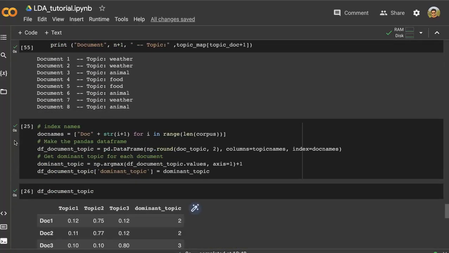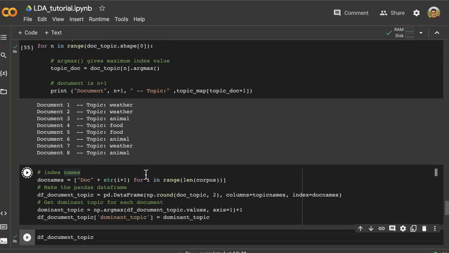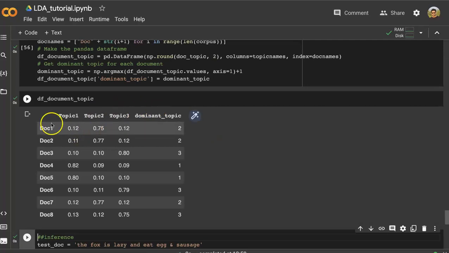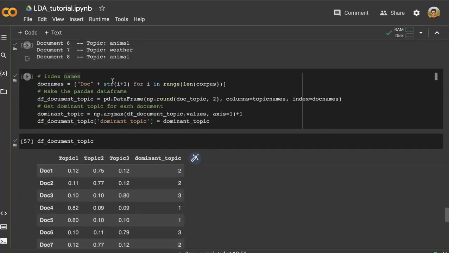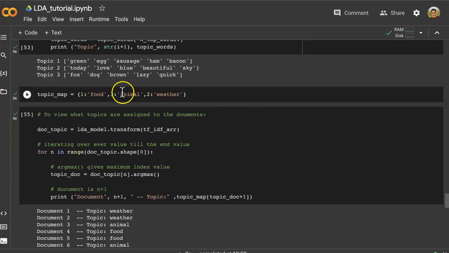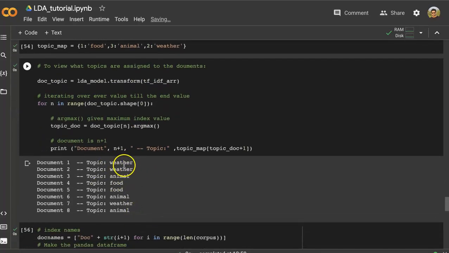Okay, so this is the thing. Also you can see another thing. So what is the topic distribution for each of these document classes? If you see in document class 1, we are predicting the topic as weather. But there are basically 3 types of topics: food, animal, and weather. After mapping these things, there are 3 types, but we are only predicting that this is from class weather, because we are taking the argmax, the maximum of this.